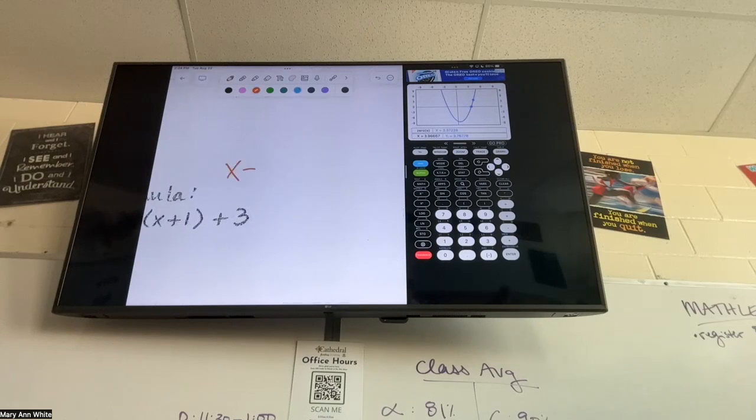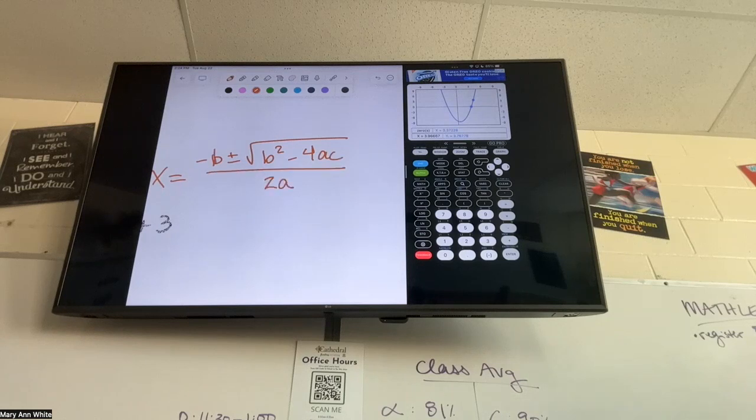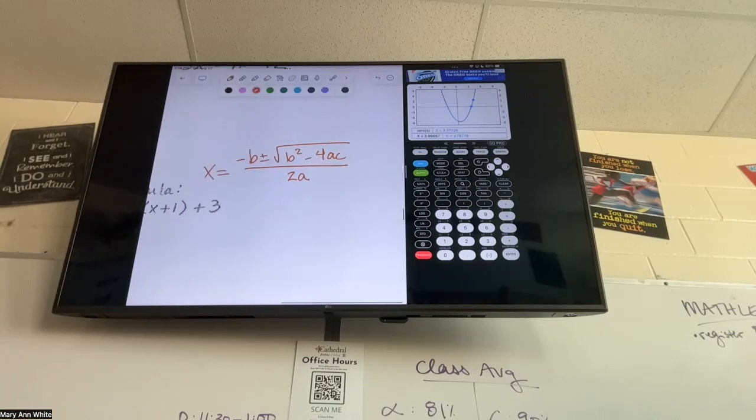Negative b plus or minus. Oh, I'm sorry. Negative b plus or minus square root b squared minus 4ac all over 2a. Okay. Now, a reminder that you need it to be in the form ax squared plus bx plus c. I'm sure you guys remember that that's standard form.